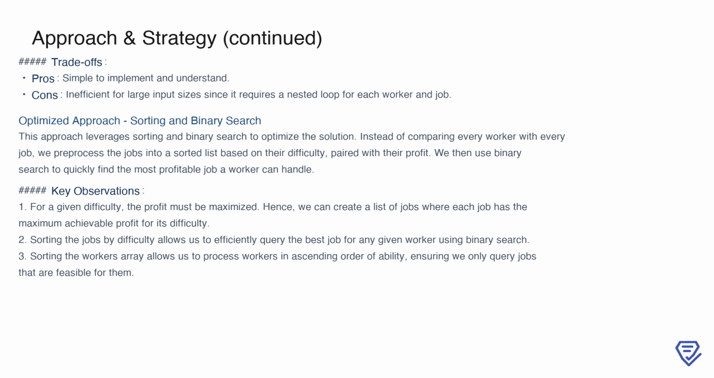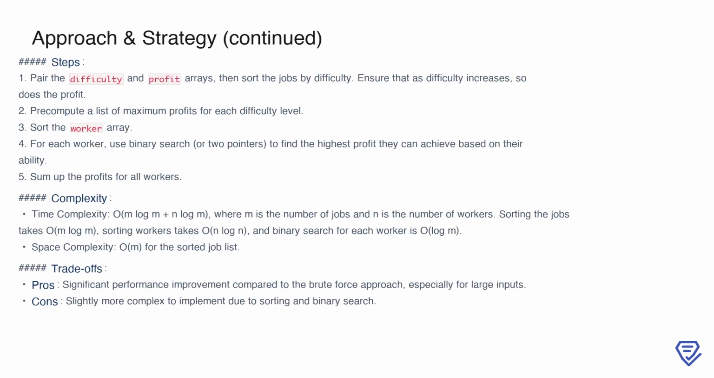Additionally, sorting the workers by their ability allows us to process them in ascending order, ensuring that we only consider jobs that are feasible for each worker. Using binary search, we can quickly determine the most profitable job a worker can handle, significantly reducing the time complexity. Let's break down the steps of the optimized approach.